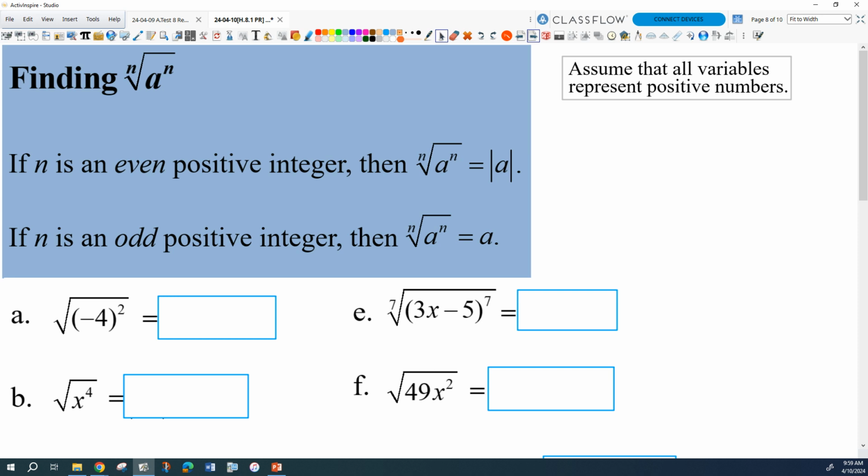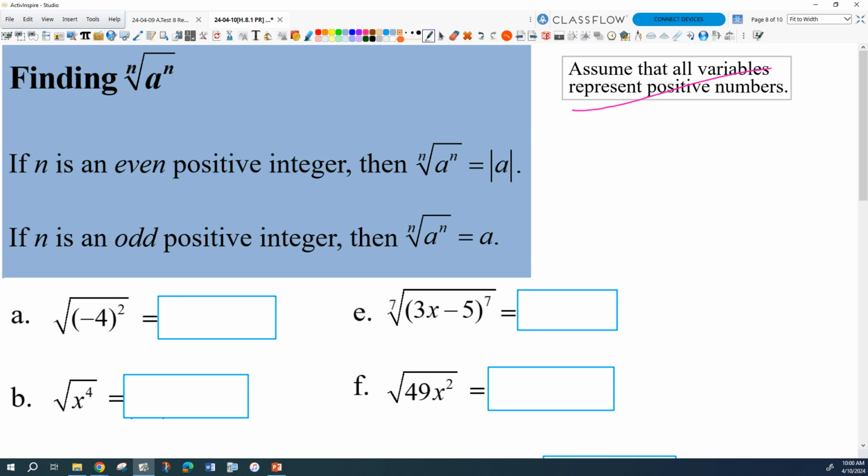Okay, so now, what if we don't want to make that statement? What if we don't want to make this assumption? Because we don't. We don't want to make the assumption that all variables represent positive numbers. We'd like variables to be able to be anything, right? So then what happens? Well, if n is an even positive integer, then the nth root of a to the n is always equal to the absolute value of a.